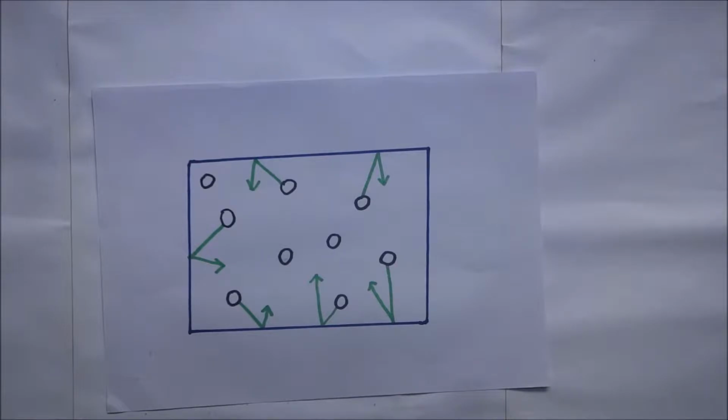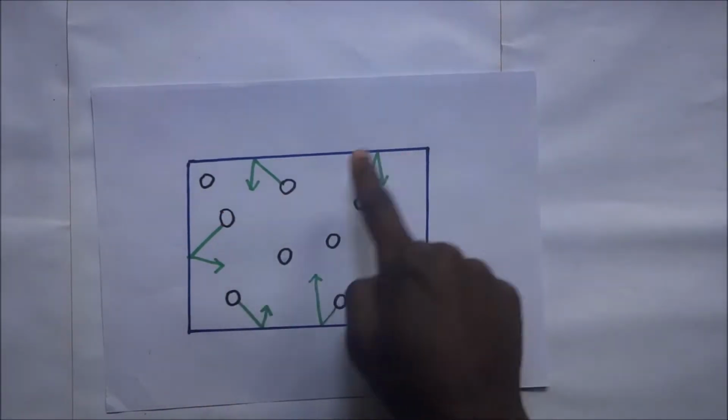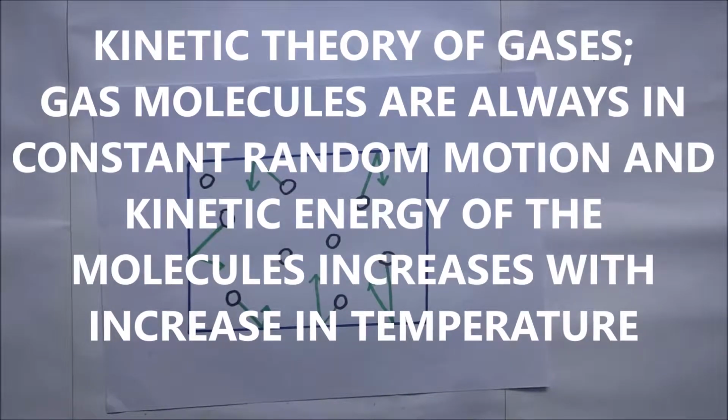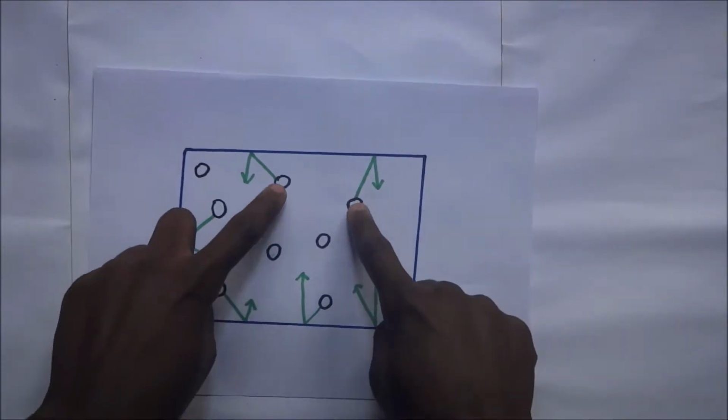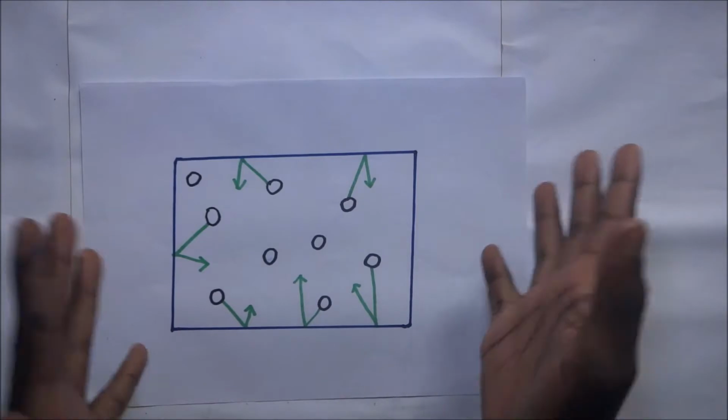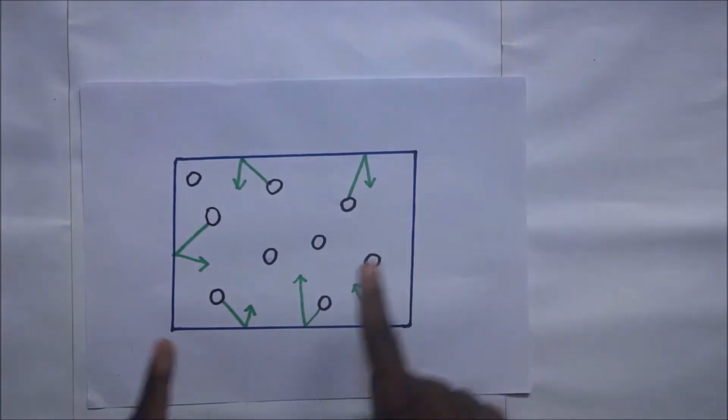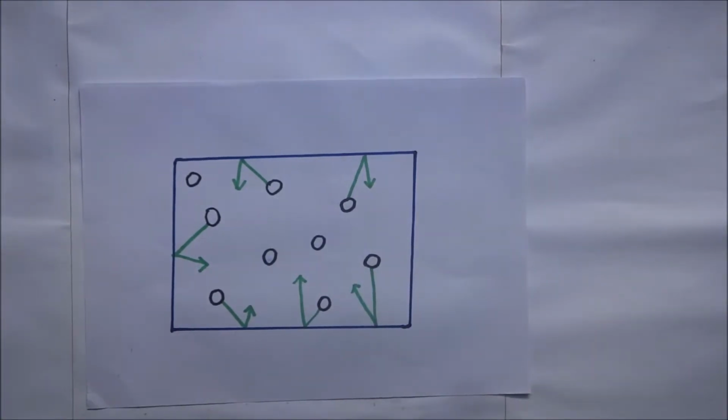Now, in order to explain the behavior of these gas particles, we use what we call the kinetic theory of gases. The kinetic theory of gases states that gas molecules are always in constant random motion and that the kinetic energy of the gases will increase with increase in temperature. Remember, kinetic energy is the form of energy that is possessed by something that is in motion. So it means that if kinetic energy increases, the temperature will increase.